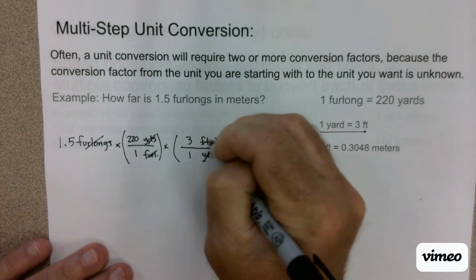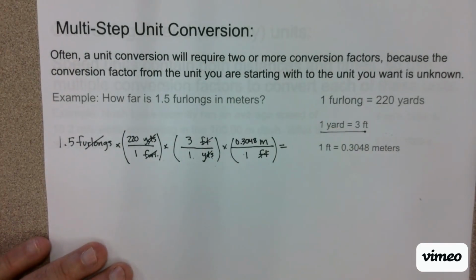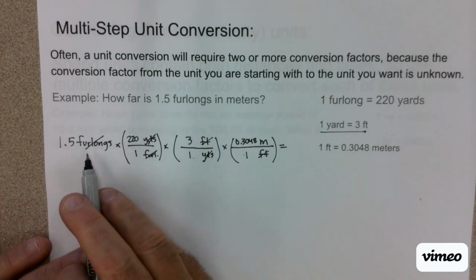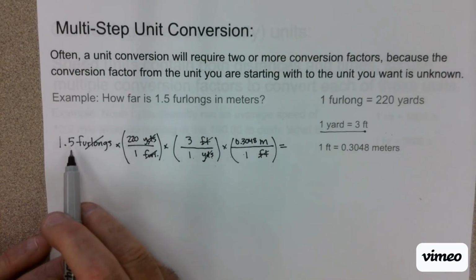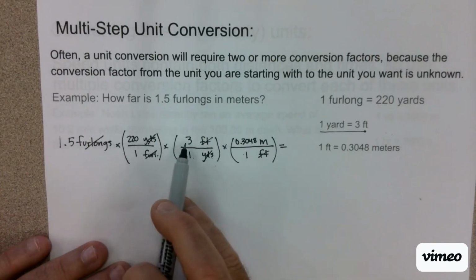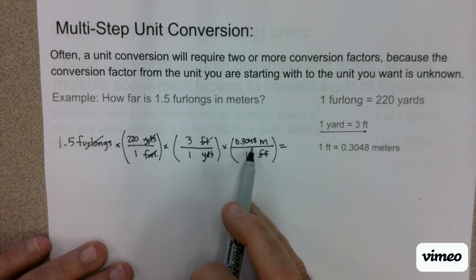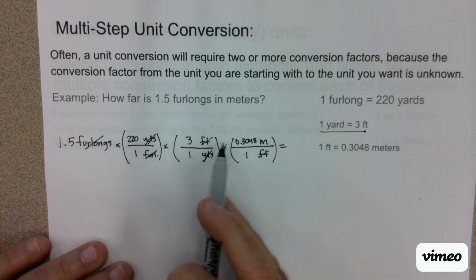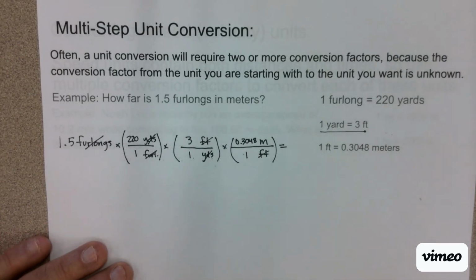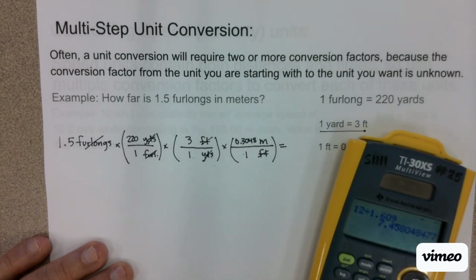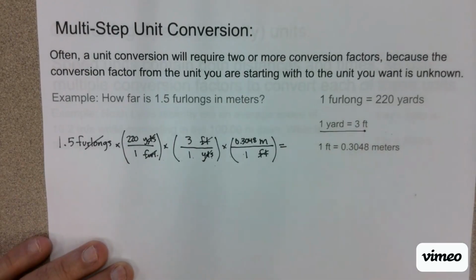Now, all the in-between units have canceled, and I've gone from furlongs to meters, which is what my ultimate goal was. So I'm going to take 1.5 times 220 times 3 times 0.3048. And the reason I'm doing that is because all of these conversion factor numbers are on the top. So I just multiply by everything on the top. So when I take 1.5 times 220 times 3 times 0.3048, I get 301.752.